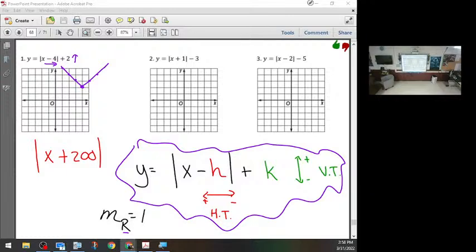Okay, so just move the vertex, the bottom of that V, left or right, up or down, based on that cheater.